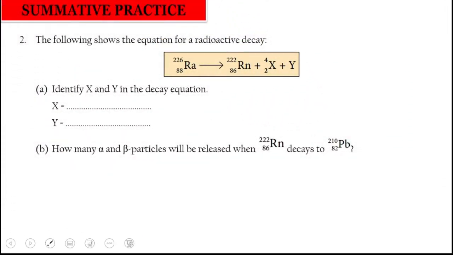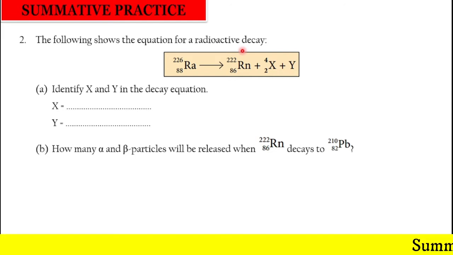So question number 2. The following shows the equation for a radioactive decay. So this is alpha decay, beta decay. Bila kata decay means alpha, beta atau gamma decay. So kamu tengok dekat dia punya after reaction tu. So ada 4 to something, x plus y. So identify x and y in the decay equation.